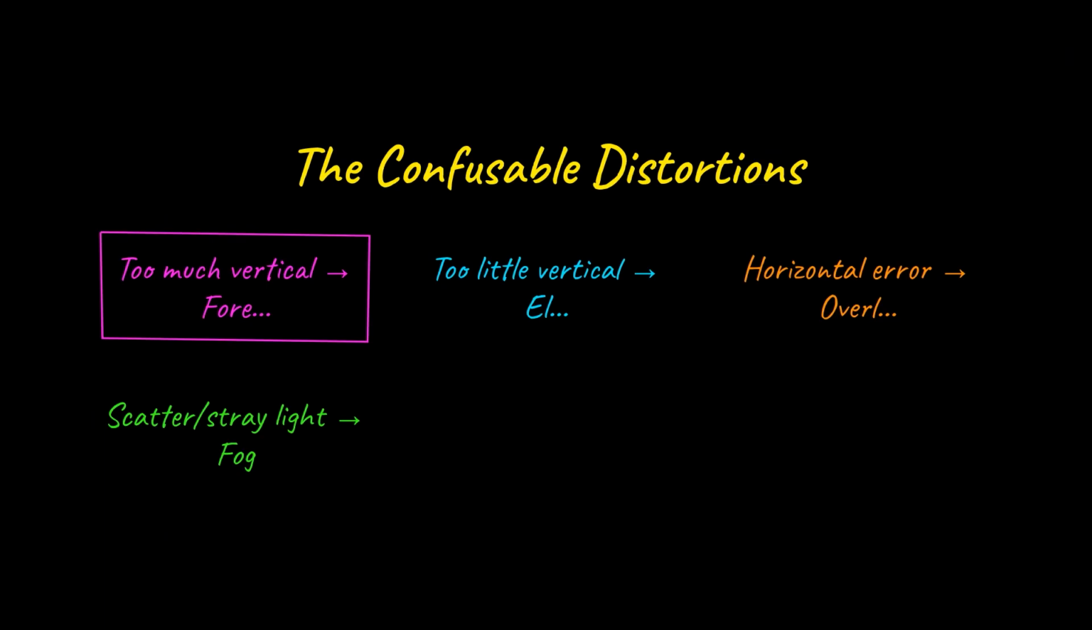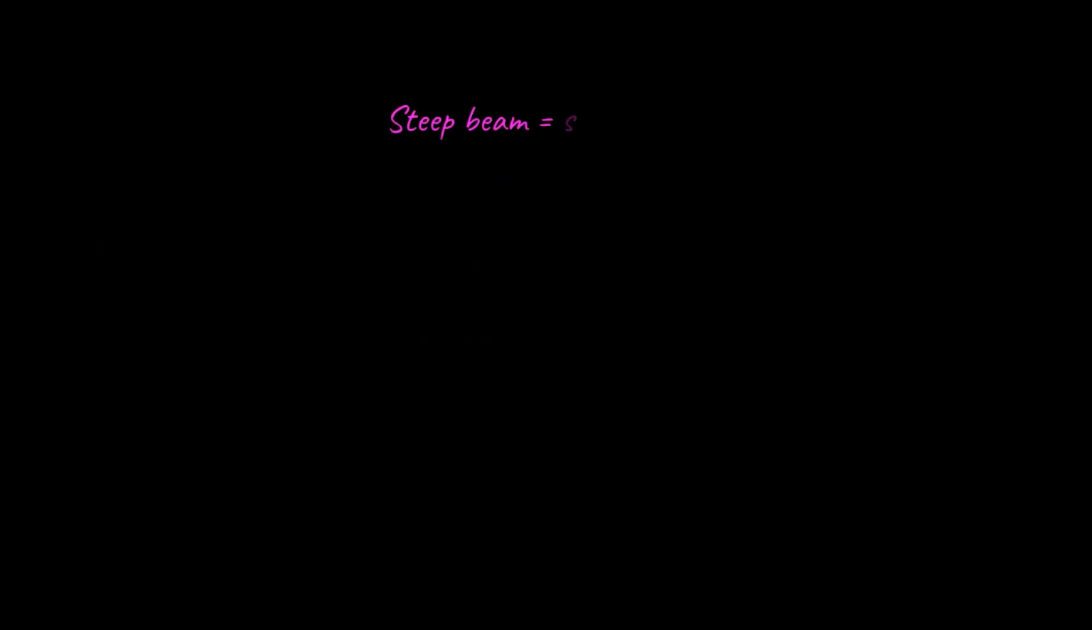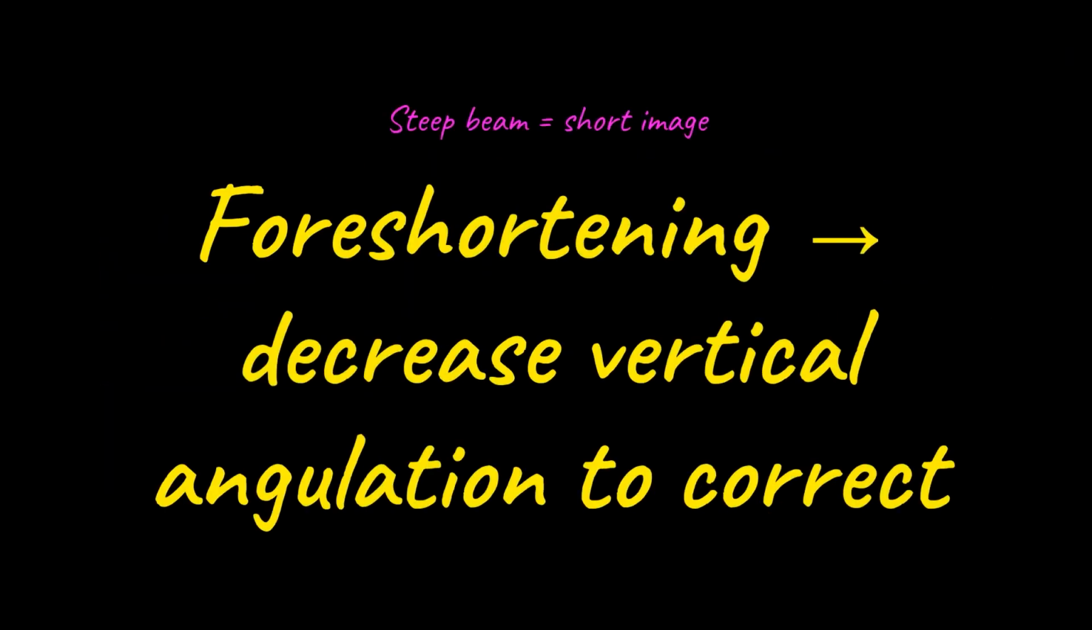Four errors are commonly confused. Too much vertical angulation gives foreshortening. Too little gives elongation. Horizontal angulation errors cause contact overlap, not length distortion. Fog is a contrast problem from scatter and has nothing to do with beam angle. When exam stems describe teeth that appear too short and ask for the cause, think steep beam and foreshortening. The fix is always to reduce the vertical angulation until the beam meets the tooth and receptor in the correct geometric relationship.